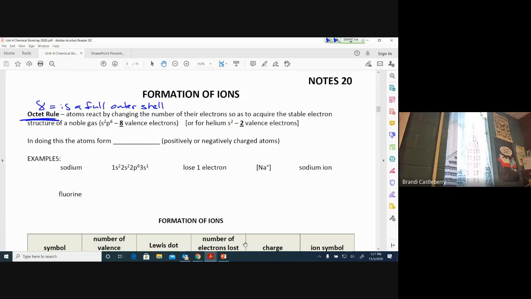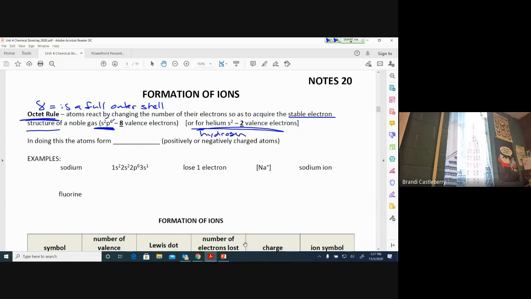They're happy that way. So atoms react by changing the number of electrons so as to acquire a stable electron structure. The goal is to have an s2p6, which has 8 electrons in it. The only ones that are different are helium and hydrogen. Hydrogen and helium only need 2 to be happy, but everything else needs 8. Hydrogen and helium are really tiny atoms, and they happen to be full and stable at 2.